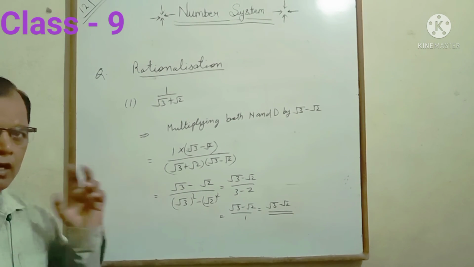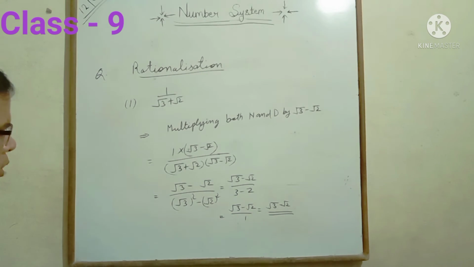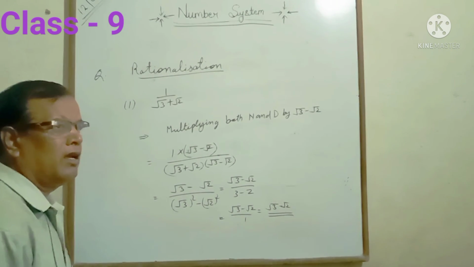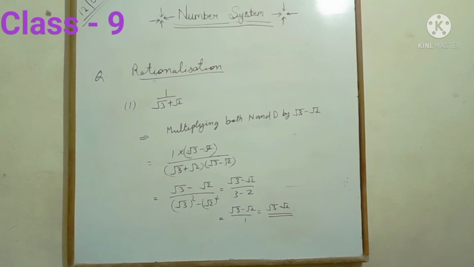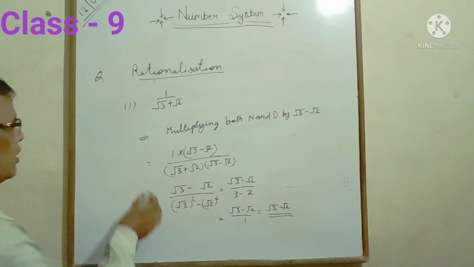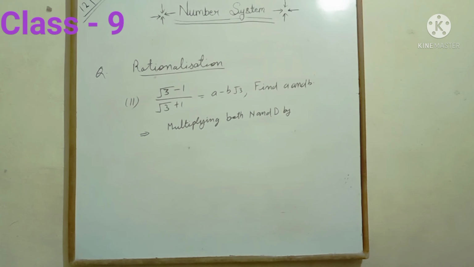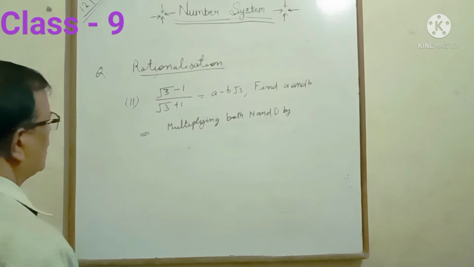In the denominator there is no irrational number. This way we can rationalize any number by changing the middle sign of the denominator, or we can say we multiply by the conjugate of the denominator. Now we are going to solve this question: find the values of a and b by the rationalization method.